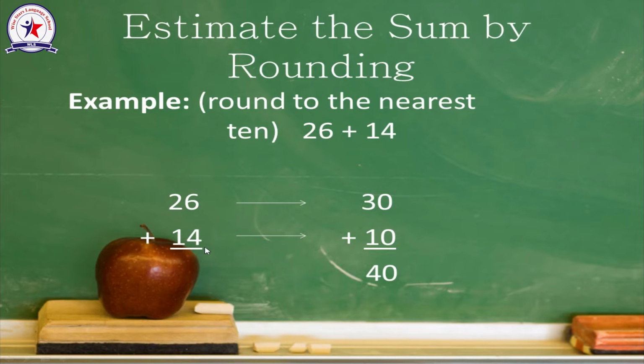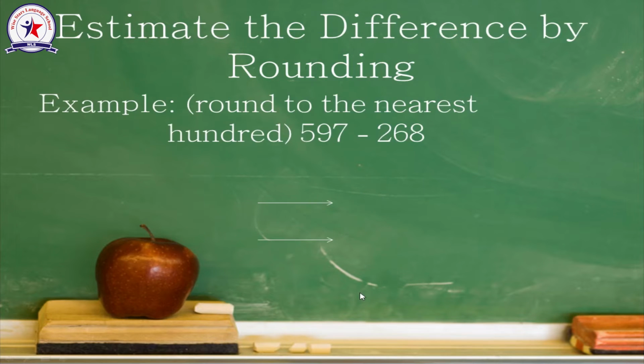Here 14, round it to the nearest ten. First of all, put a 0. Look at the units. We have 4, less than 5. Then keep 1 as it is. We have 10. 30 plus 10 will be 40. Estimate the difference by rounding. For example, round to the nearest hundreds. 597 minus 268.